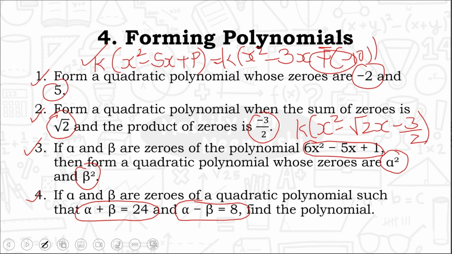As you know, whenever we have a pair of linear equations in two variables, we can simply find the values of alpha and beta. So you will use elimination and find the values of alpha and beta. And once you know them, you can simply put those values in this formula: k into x square minus alpha plus beta into x plus alpha into beta.